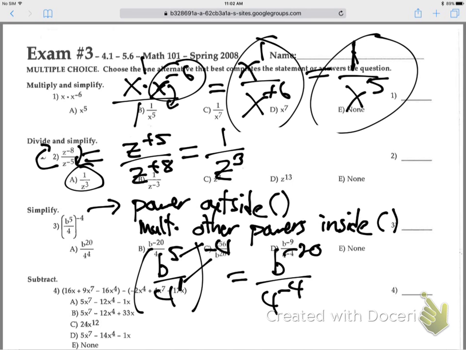Powers outside parentheses multiply powers inside. A common mistake that students make is they will multiply the 4 and they'll get negative 16. They'll go, oh, 4 times 4. No. That's a base. That's beneath him.